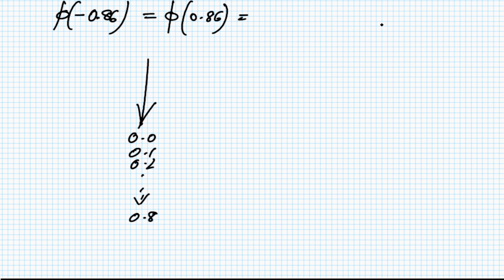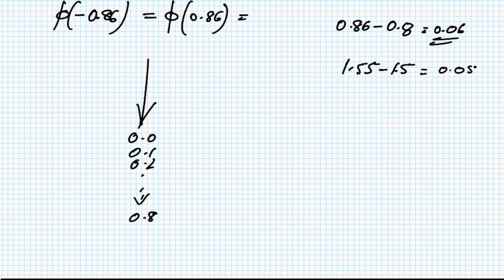I want 0.86, out of which I found 0.8 already. What is remaining? 0.06, right? That 0.06 you trace on the first row of the table. Previous one was 1.55, out of which 1.5 I already considered in the first column. What is remaining? 0.05. That's all. Pretty straightforward.